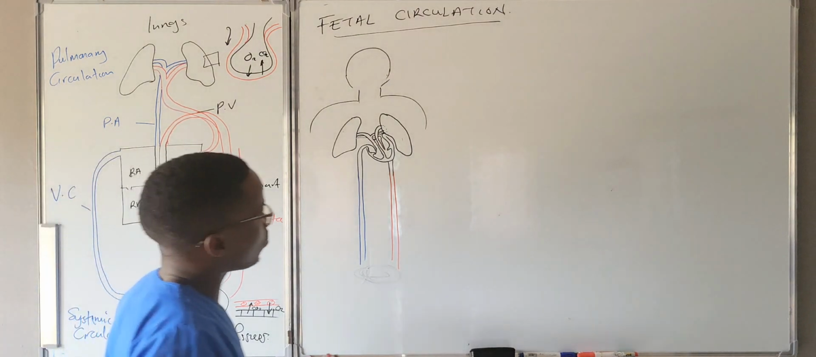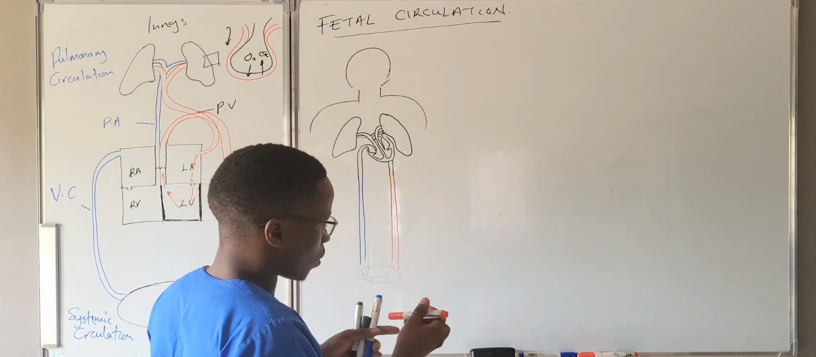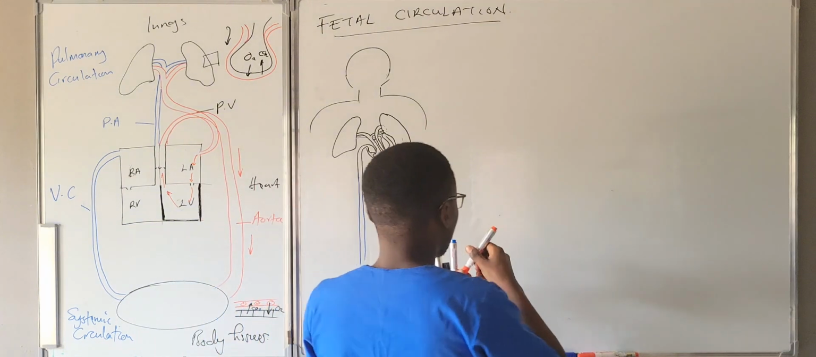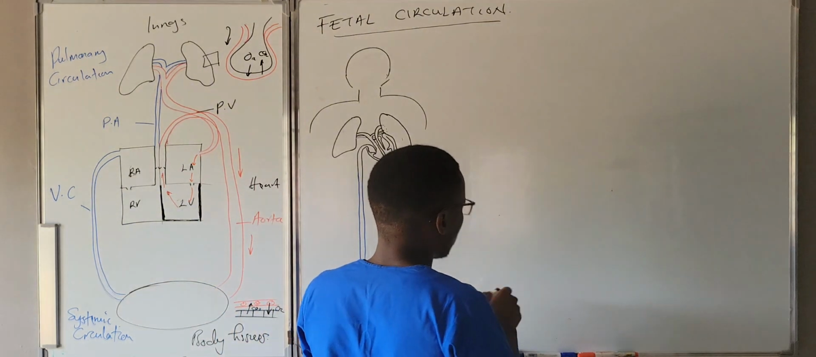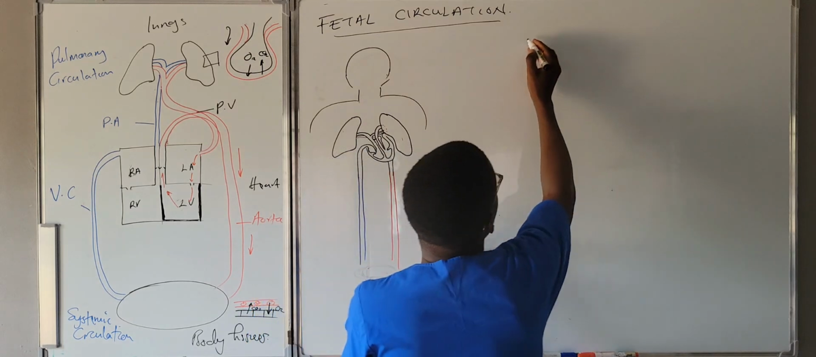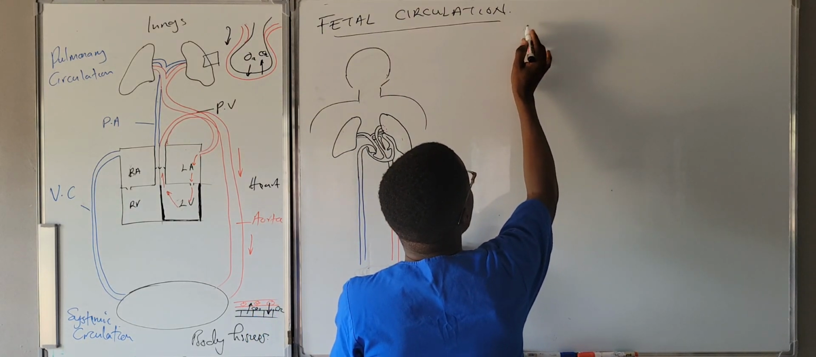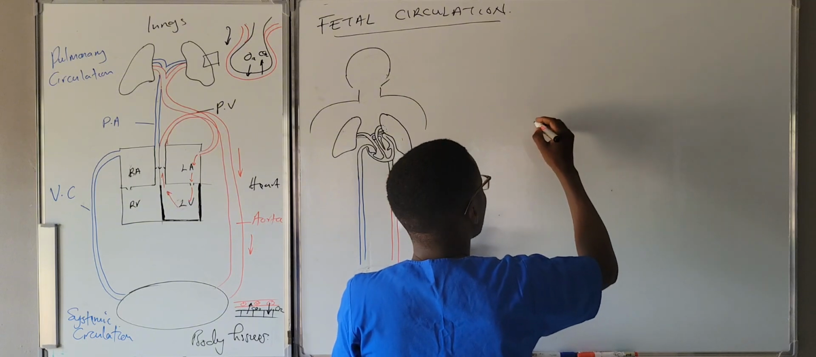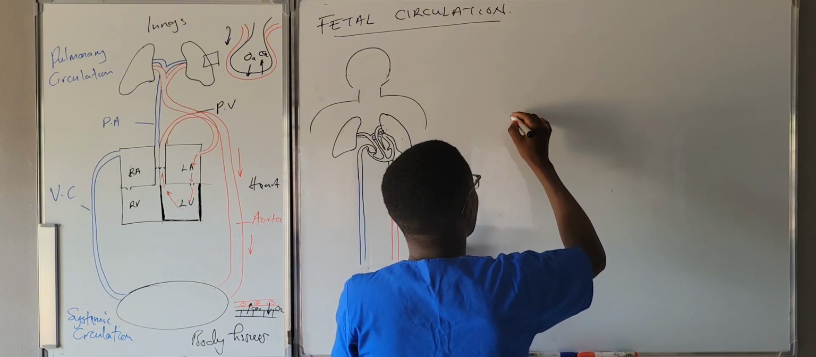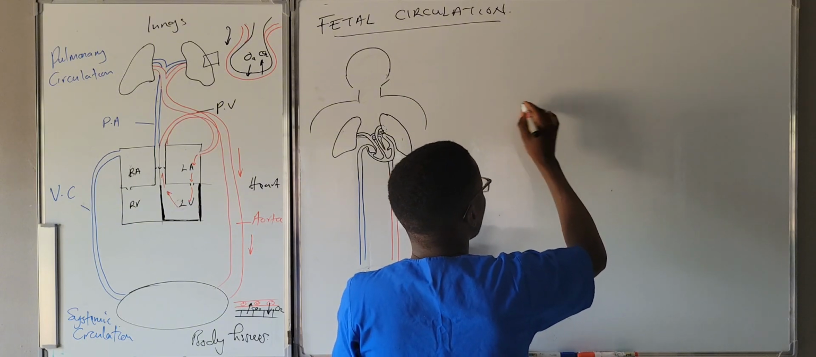And so what is happening? Let's try to draw these organs a bit more independently so that we can appreciate what is happening. So we have the lungs. Let me draw the heart in a bit bigger version.